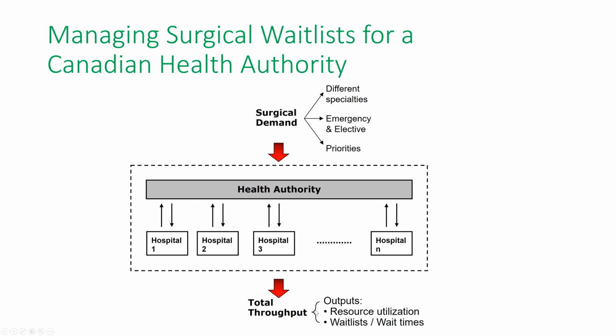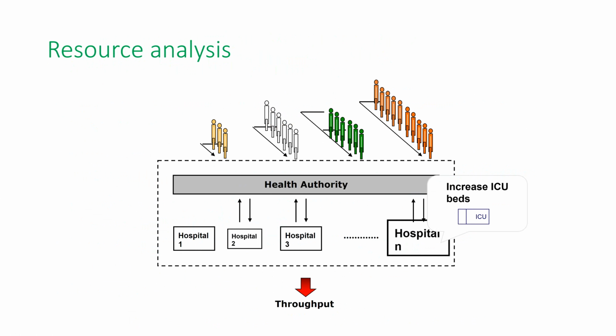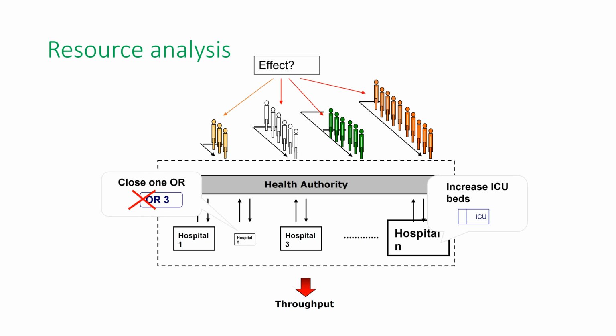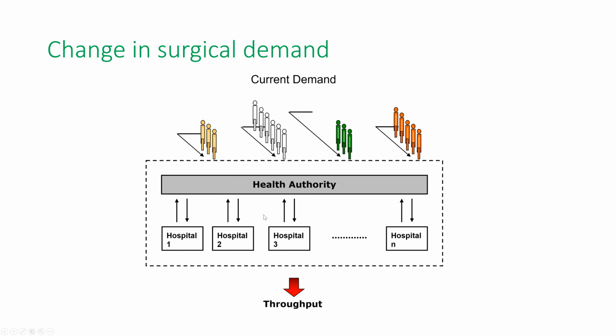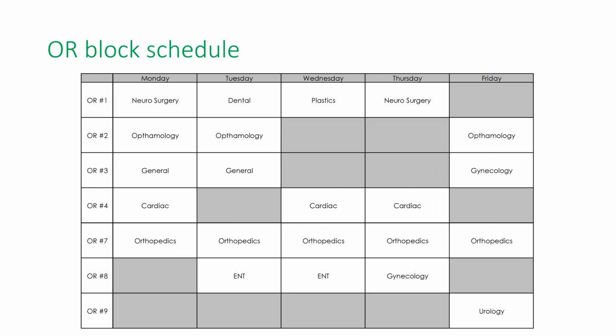And what will be the output? The output will be how much you are utilizing your resources, how many people are still waiting on the wait list, and what the waiting times for surgeries are. One of the questions we tried to look at is what happens if we change resources between different hospitals. For example, you increase the ICU beds in one hospital and close one of the operating rooms in another hospital, and see the effect on wait time for different types of patients. Another idea was, if you get more demand from different health authorities, what is the best way to allocate them to different hospitals? After doing the analysis, we found out that everything came from the OR block schedule.